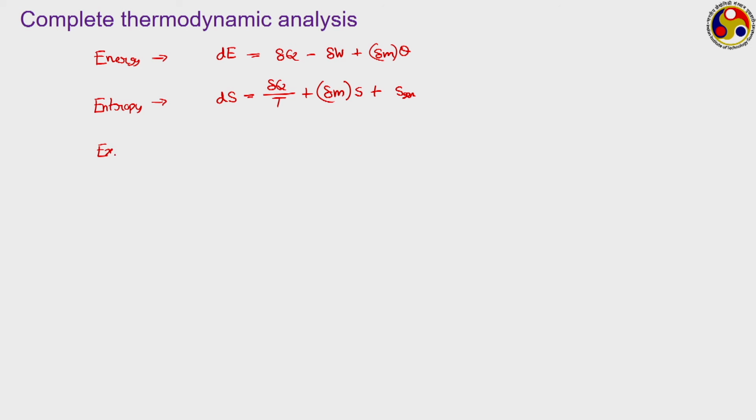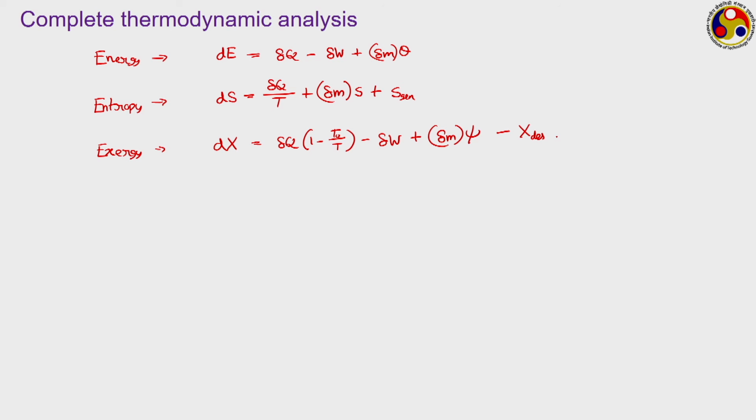And finally, what about the exergy? If we write for a closed system, suppose, we are writing everything in an extensive sense. So, this is entropy generation. And finally, the change in exergy will be exergy transferred with heat, which is del q into 1 minus T naught by T, plus exergy lost by the system because of work, which is minus del W, plus exergy transferred with mass, which is del m into psi, minus exergy destroyed during the process.